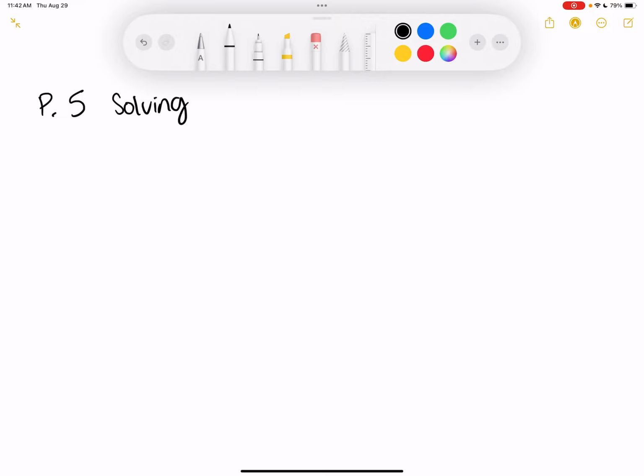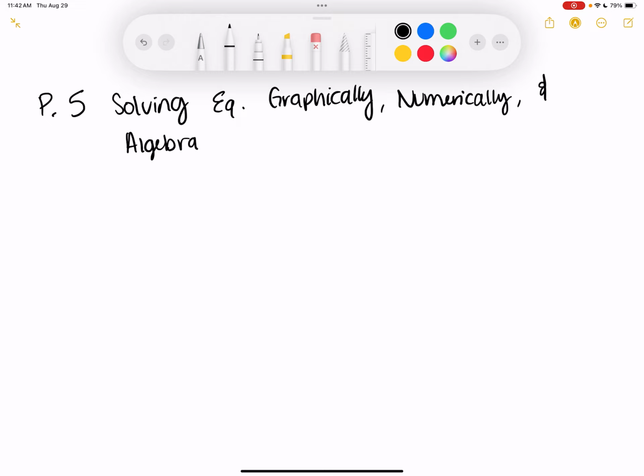All right, P5, solving equations graphically, numerically, and algebraically. We're not really doing anything with the graphically part because you can just graph something on your calculator, so kind of just skip that for the moment.